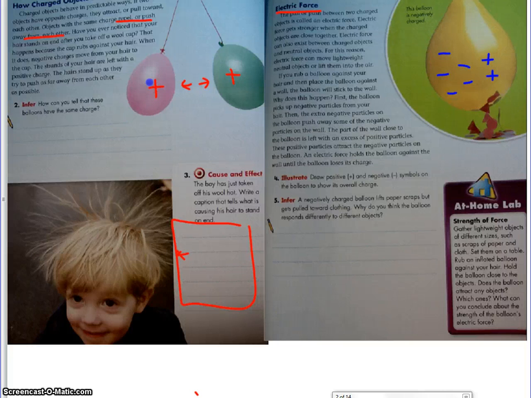Again, so let's say this is my wall. My wall is going to have more positive than negative, because the balloon picked up extra negative particles from our hair. The extra negative particles on the balloon push away some of the negative particles on the wall. The part of the wall close to the balloon is left with an excess of positive particles. So the wall's going to have more positive than negative. If they're opposites, more positive to more negative, they're going to attract and stick together.